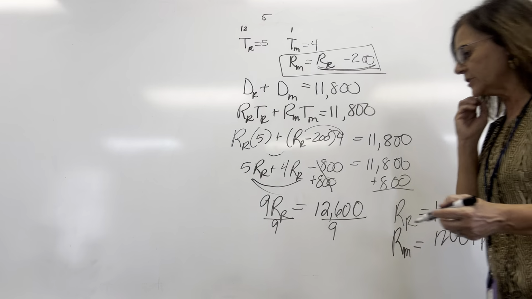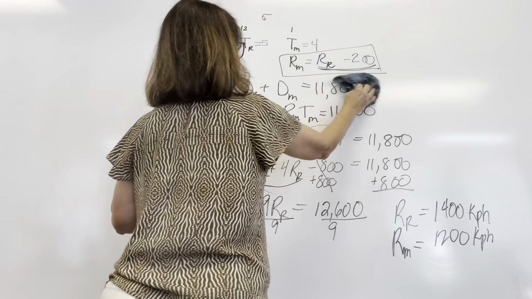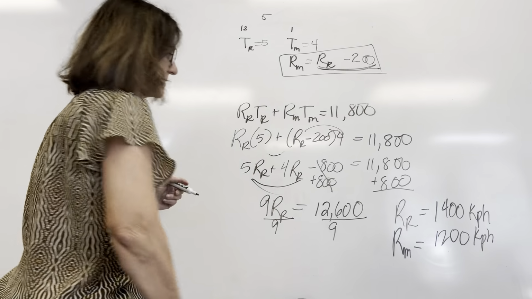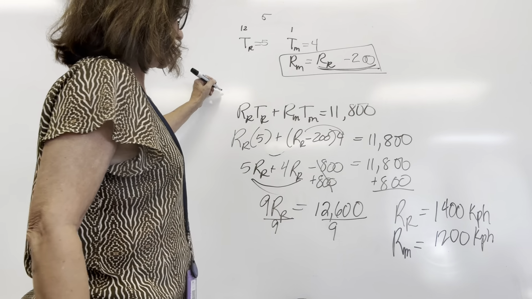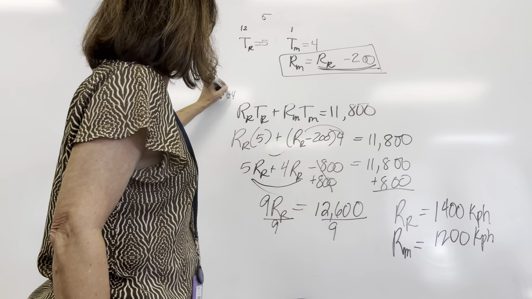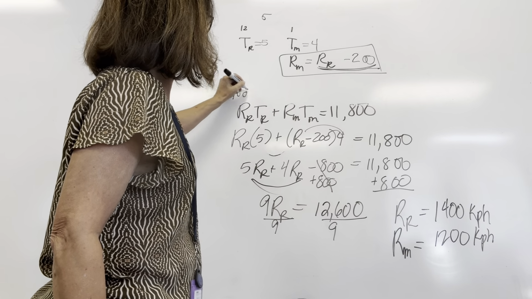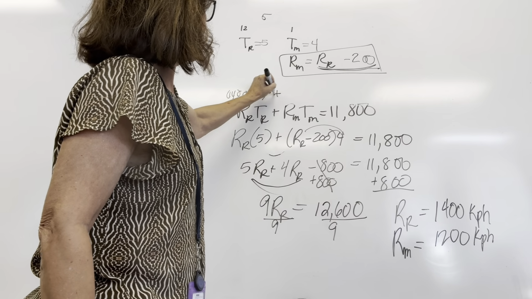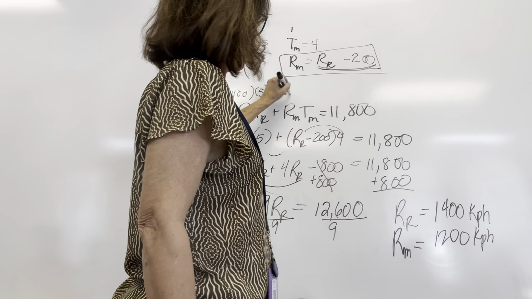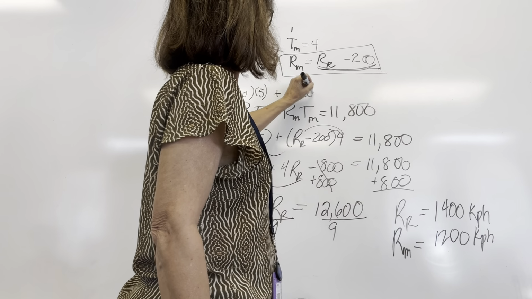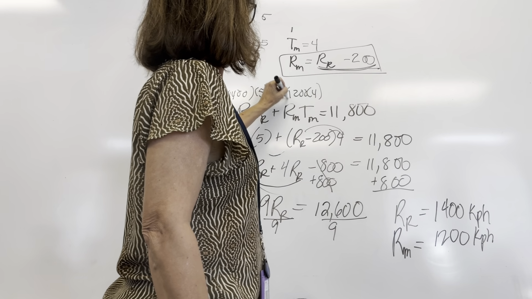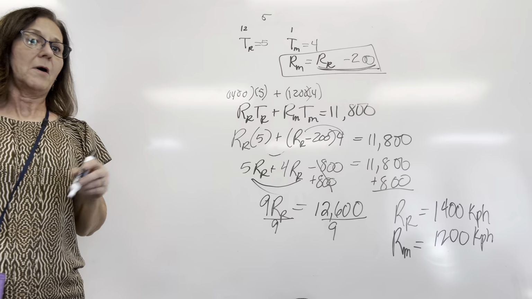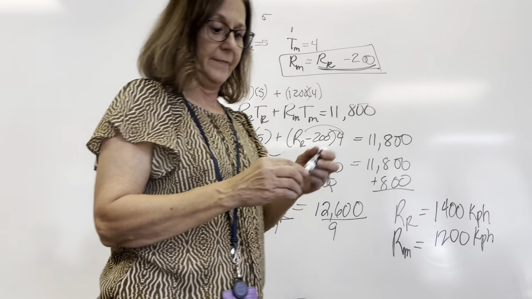And I'm always going to check myself. Does the rate times the time equal that distance? Okay, so does 1,400 times 5 plus 1,200 times 4 equal 11,800? It does. I'm always going to check my answer.